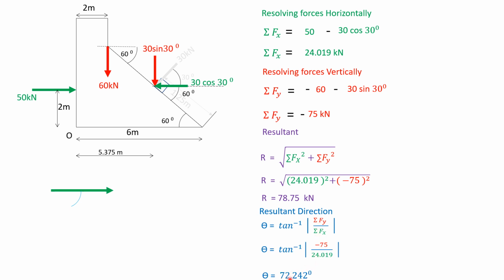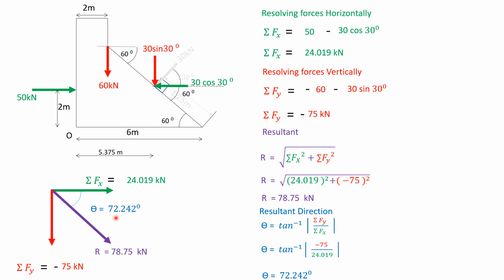Theta we get as 72.242 degrees. Based on summation Fx value and summation Fy value, we see that summation Fx is positive and summation Fy is negative. So the resultant is in the fourth quadrant, making angle of 72.242 degrees and magnitude of 78.75 kilonewtons.